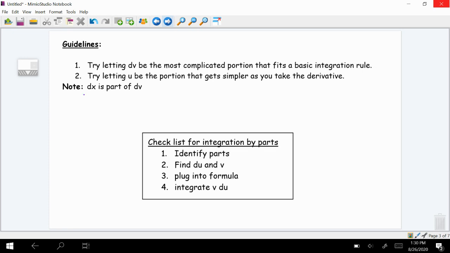There's always dx as part of your integral. It's always going to be part of the dv piece. I often forget to write it. I will show you one where actually writing it is important, but for the most part, it doesn't do much.